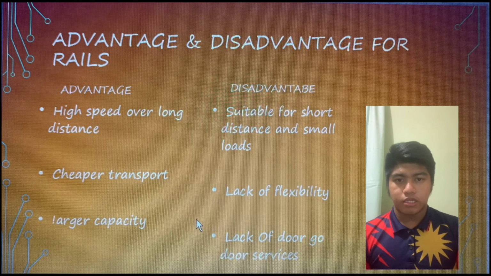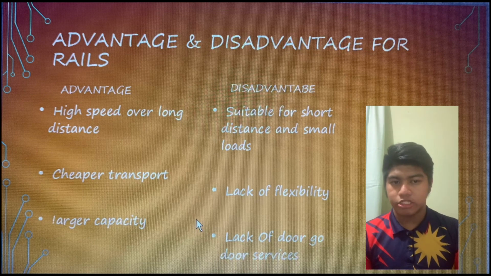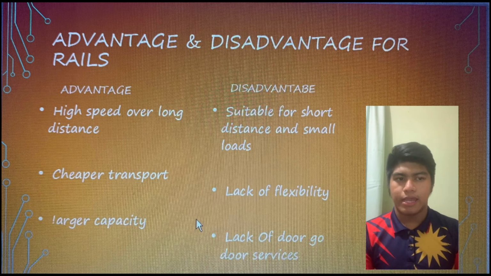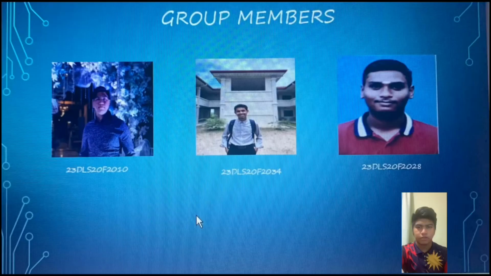The advantages and disadvantages for rails. The advantages are high speed over long distance. Number 2, cheaper transport. Number 3 is larger capacity. The disadvantages for rails are that it is not suitable for short distance and small loads, and lack of flexibility. And lastly, lack of door-to-door service.